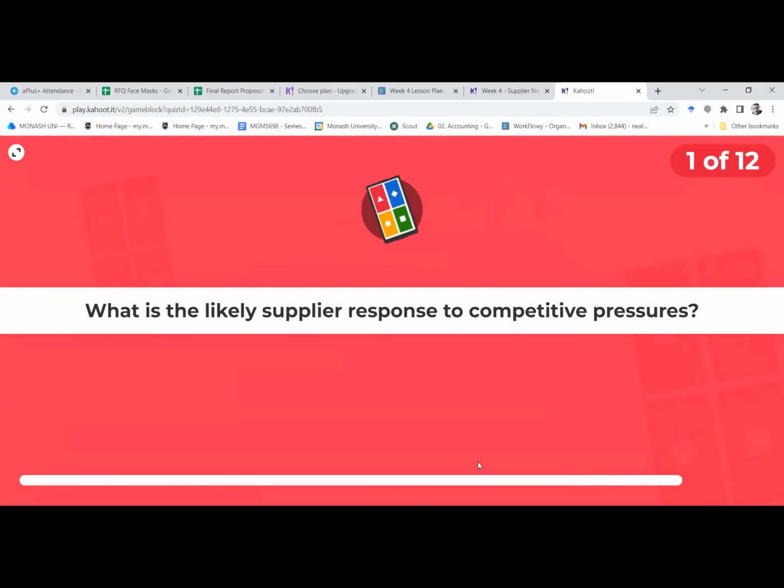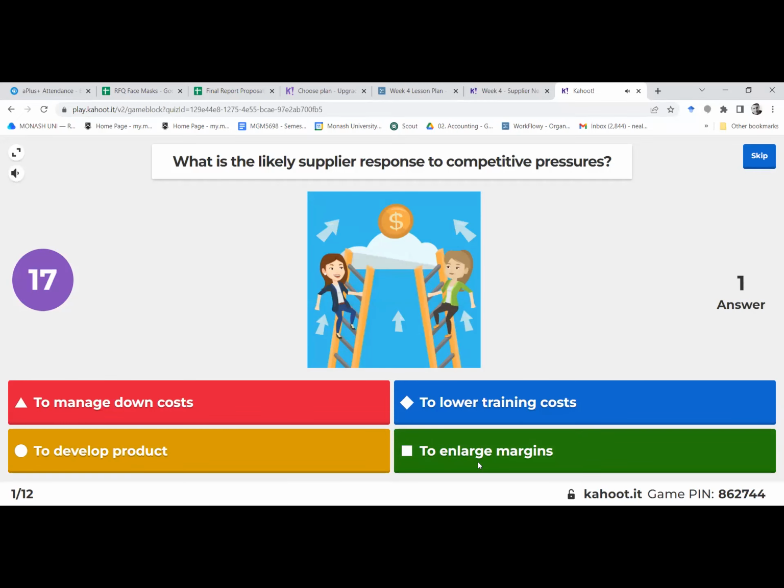What is the likely supply response to competitive pressures?